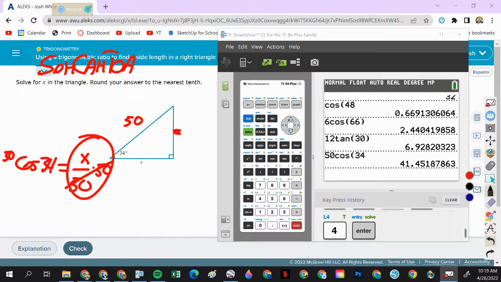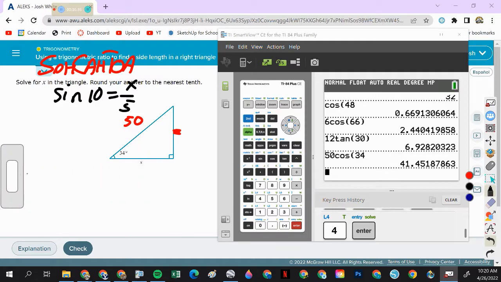Now, every single one of these that I have done so far ended up looking something like this: x divided by some number. So if I had the sine of 10 equaled x over 5, how do you solve that? Multiply by 5. Okay? But what if it looks like this?